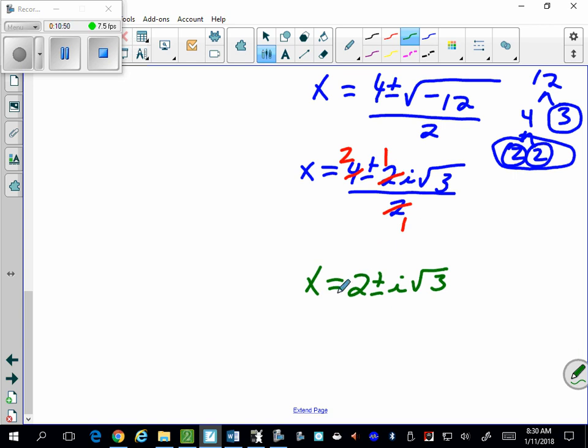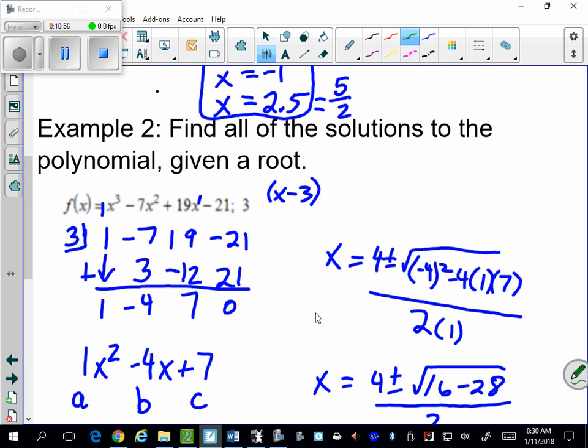Your third solution was way up at the beginning: 3 was given to us. So there are your 3 solutions, plus and minus.